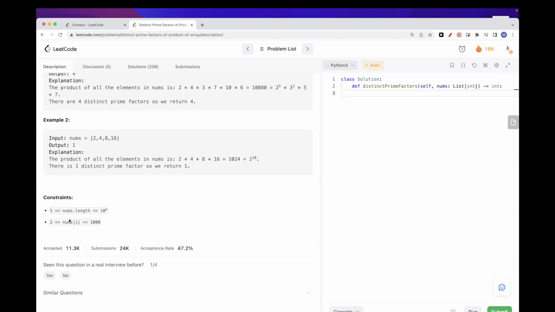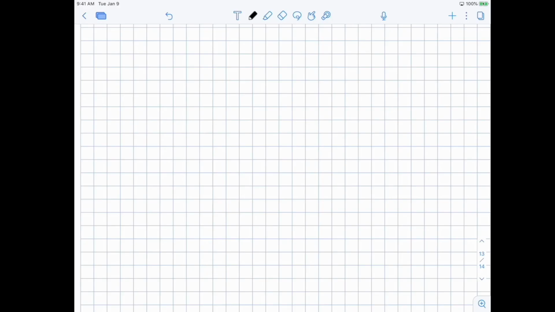In terms of constraints here, we have up to 10 to the power of 4 numbers. So definitely we can't do an O(n) squared solution. But we also have a constraint on the value of the numbers themselves. They can be up to 1000, right? So how do we solve this?